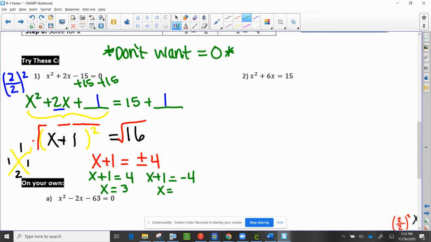Negative 4 minus 1 is negative 5. So there is our two solutions. Okay. Now there's patterns here.